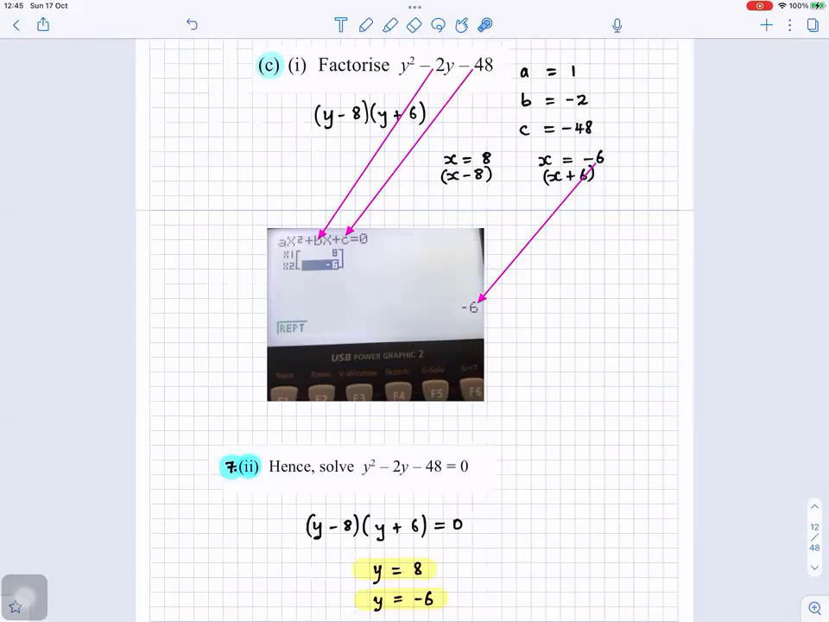7b, hence solve y squared minus 2y minus 48 equals to 0. So y equals to 8 and y equals to minus 6.